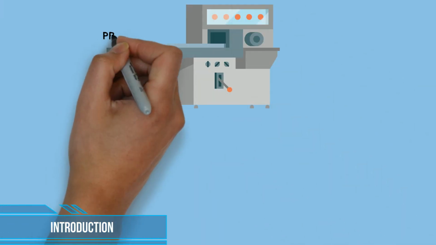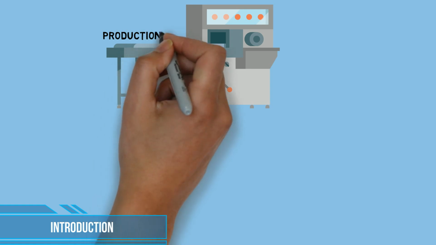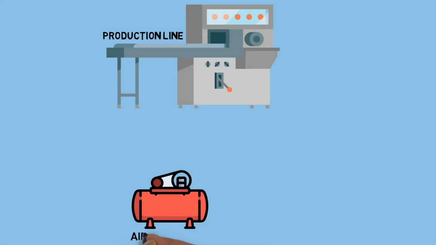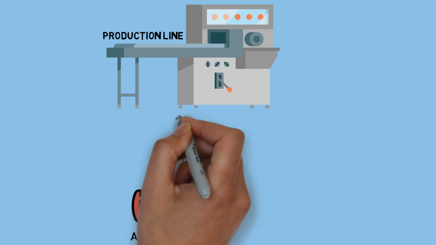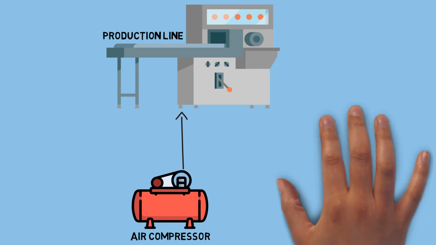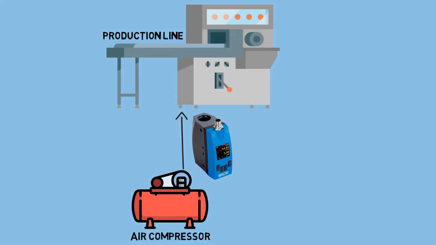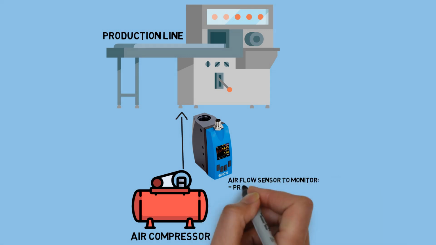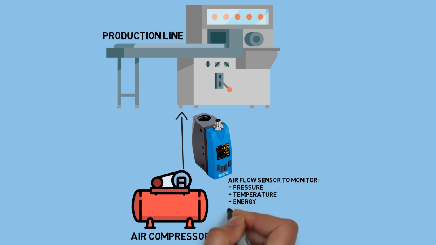Let's take a look. Most machines on the production line require air supply, typically provided by an air compressor. In utilizing this compressed air, we need to monitor its usage, hence the necessity for a sensor capable of capturing parameters of air usage. The SiC airflow sensor is one of the sensors we can utilize to monitor compressed air usage. Several values that can be captured include pressure, temperature, energy, volume, volumetric flow rate, mass flow, and velocity.